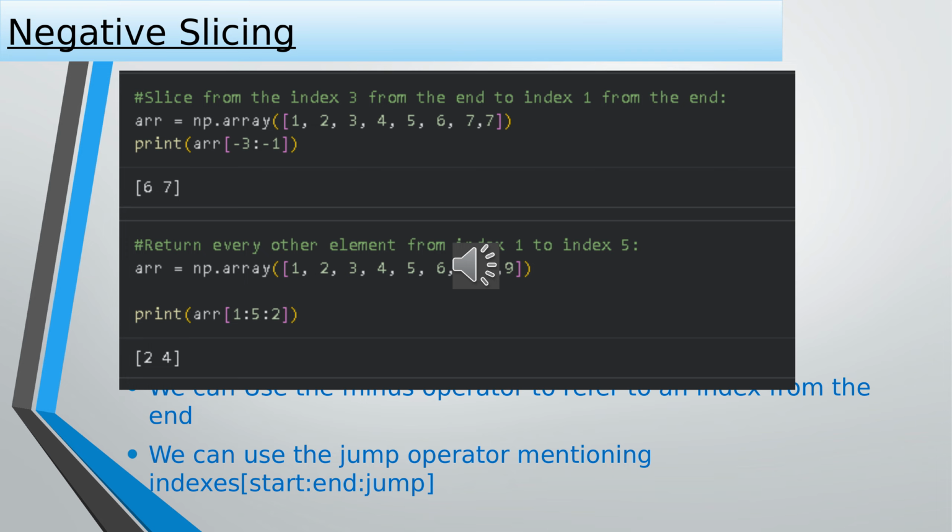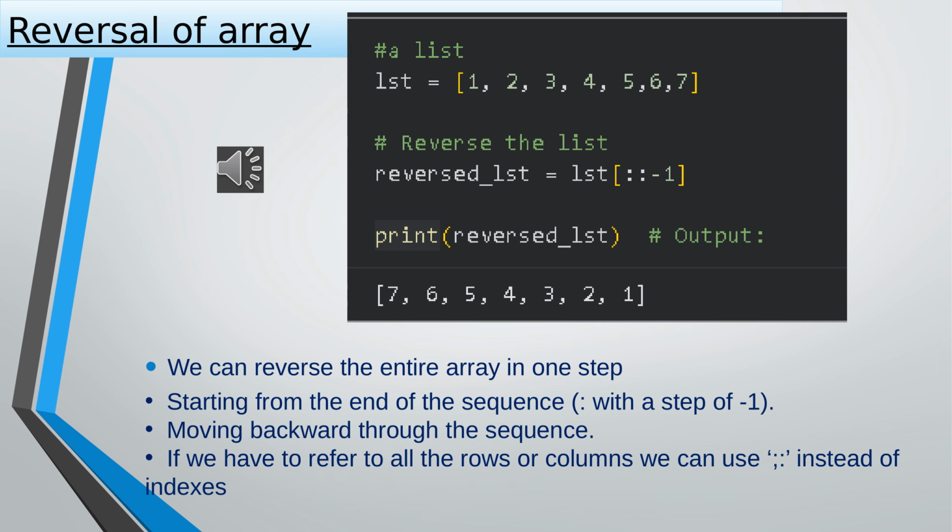Negative slicing and step values are extremely useful in data science. For example, we often retrieve the last few records of a dataset, sample every second observation, or reverse an array to inspect recent values. These operations become very simple using slicing. We can reverse the entire array in one step. Reverse the list: reverse_list = list[::-1].